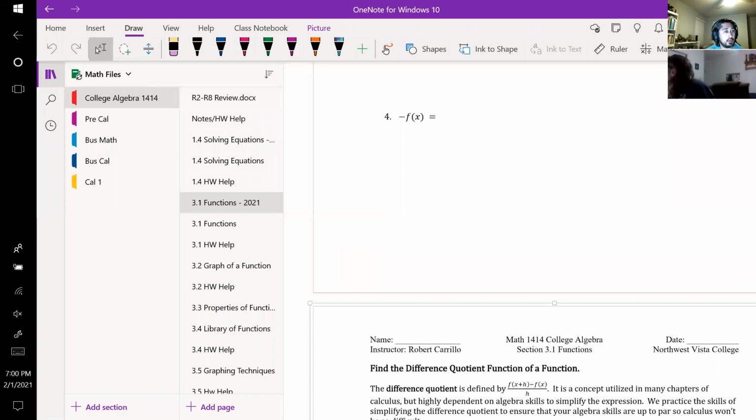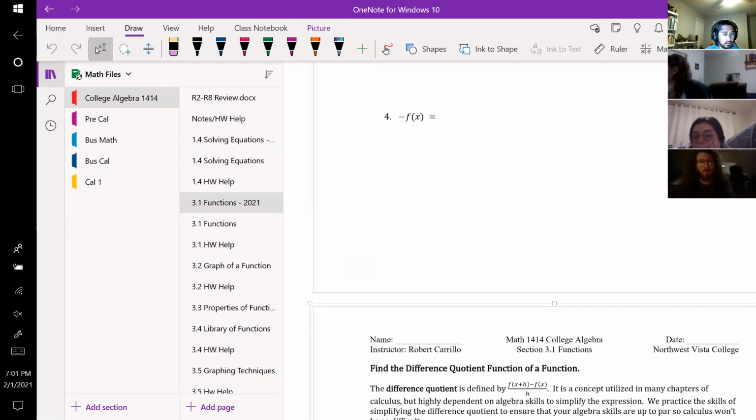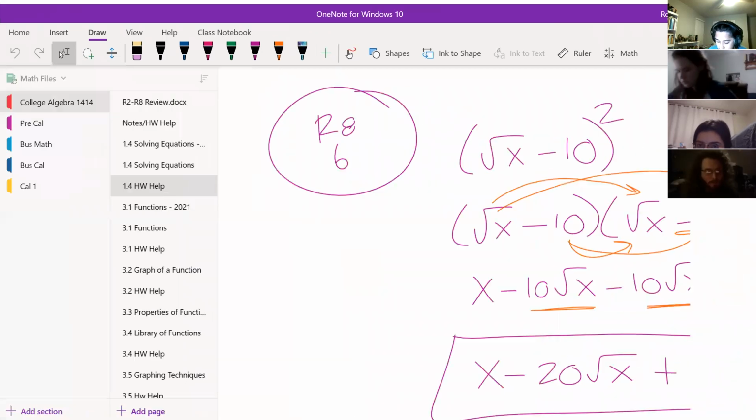About the previous homework assignment, sir? Yeah, for sure. Let me see if I can find it. 1.4, number 7. Is the x to the 6th? That one? Yes, that is correct.